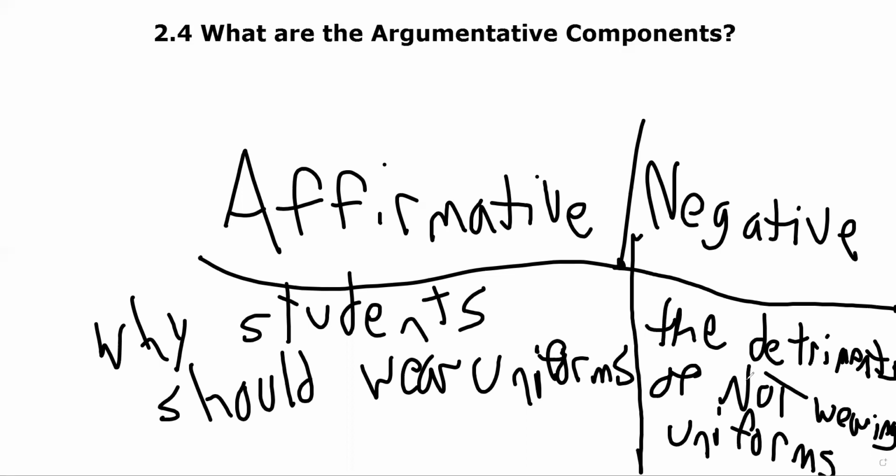Some of the detriments to not wearing uniforms would be possibly increased bullying, increased lack of commitment or investment in the school environment, and so on and so forth. So an argumentative essay can include both affirmative or negative examples. Usually a good argumentative essay will include both because it is trying to provide a well-rounded view of the topic.